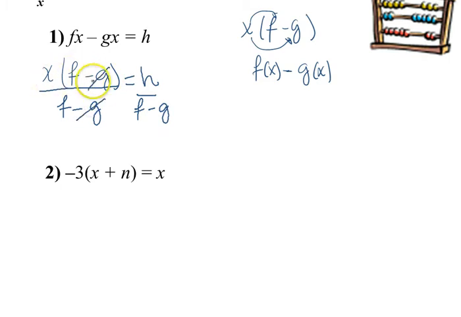Again, this is multiplication, so to get rid of this, I need to go ahead and divide. So here's our x is equal to h divided by f minus g, and that's it.